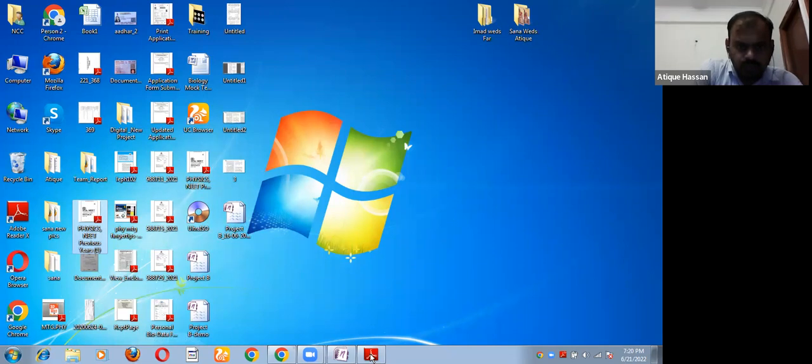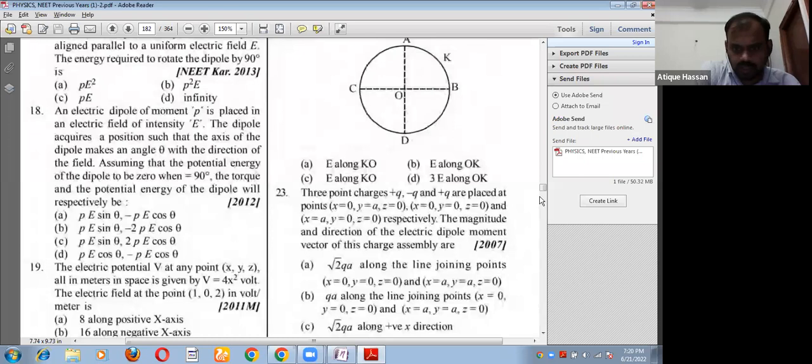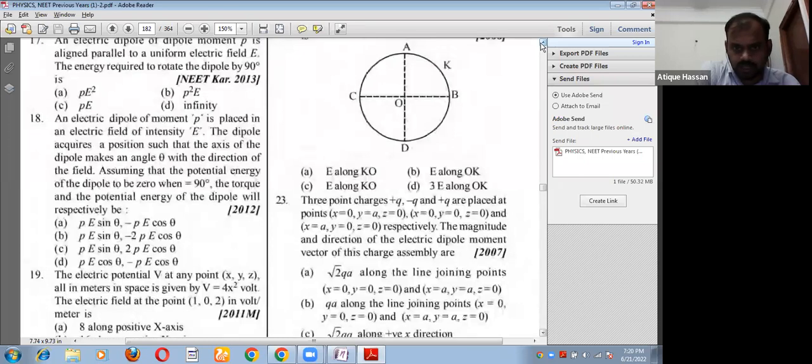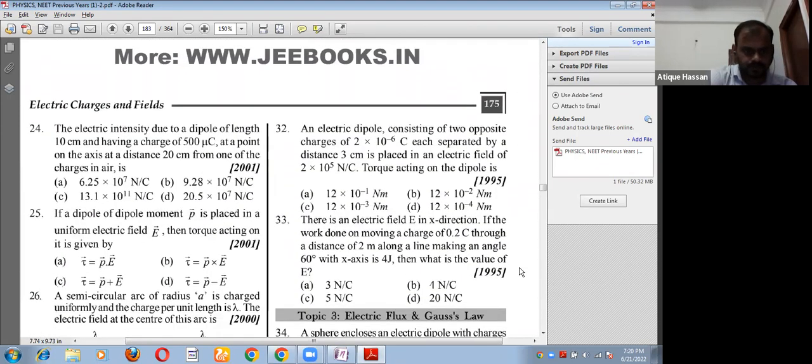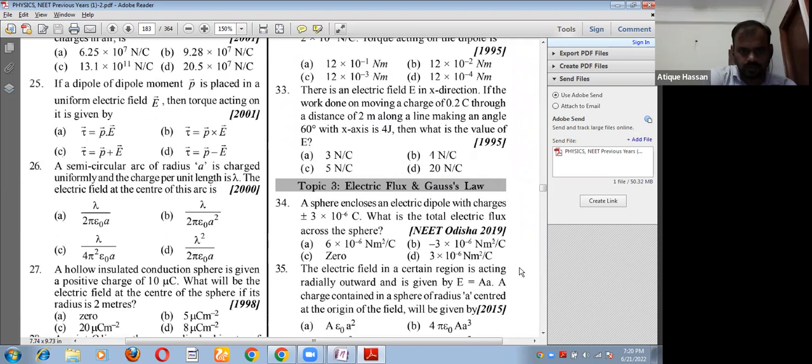Let me give you one more NEET question, then I will find the book. The book is actually not visible here. So you try one more question, then I will open the JEE book. You try question number 33. This is also a NEET question. Then I will open the JEE book.